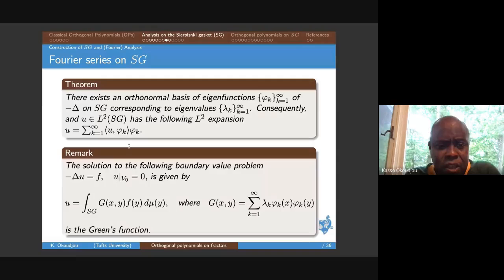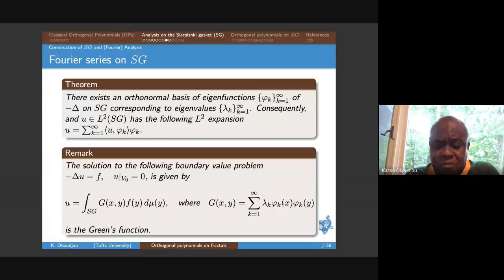The other thing that's important to notice here is that if you want to solve an equation of the form minus Laplacian u equals f, with boundary condition equal to zero, which is a Poisson equation, then you can write the solution exactly in terms of a Green function, and the Green function is given in terms of the eigenfunctions and the eigenvalues in this form. This Green function will be very important for me when I move to the polynomials, so I want you to keep this in mind as well.